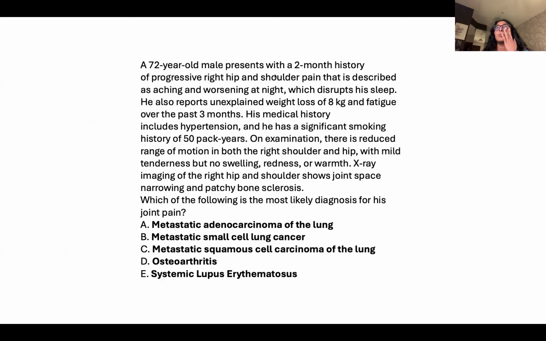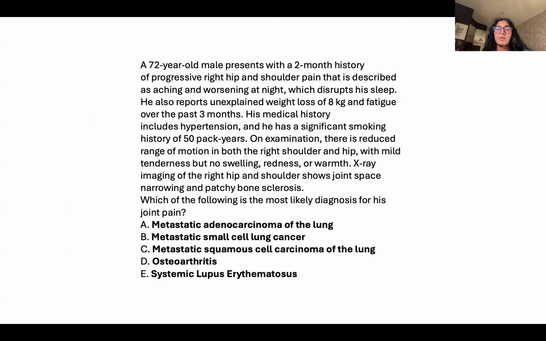So we've got a man with a 2-month history of progressive hip and shoulder pain. It's aching and it's worse at night and it disrupts his sleep. He also has some weight loss and fatigue. Past medical history of hypertension, lots of smoking, 50-pack years, reduced range of motion, mild tenderness, but no swelling or redness. X-ray imaging shows some joint space narrowing and patchy bone sclerosis. So what is the most likely diagnosis?